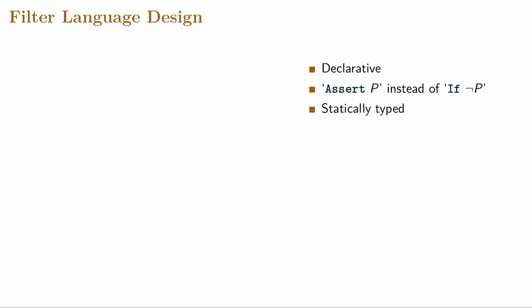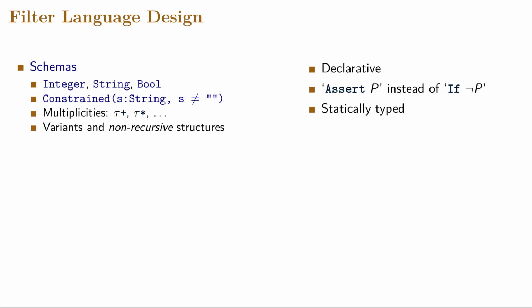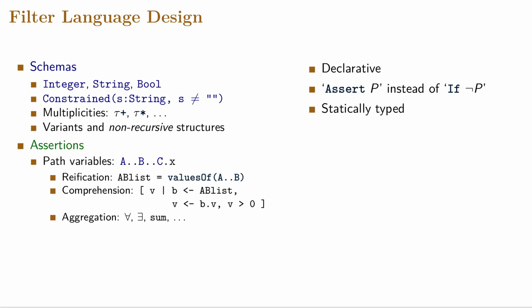It is also statically typed based on a number of primitive types, constraint types, multiplicities, variants, and non-recursive structures. We haven't yet found a use for recursive structures. We don't think there's a fundamental problem with them, though. And assertions using the usual arithmetic and string comparisons, including regular expression matching, as well as the path variables that I showed you earlier. These path variables we can also reify into lists, and we also support list comprehension and list aggregation. Now, there are some limitations here.